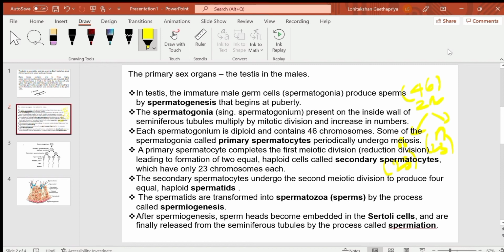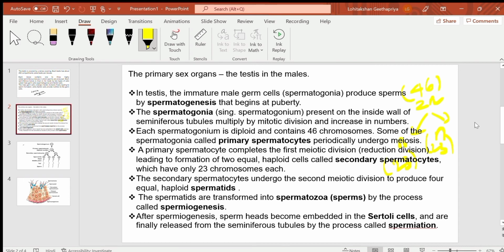So spermiogenesis is the process in which the transformation takes place from the spermatids to sperm, but the chromosome number remains the same. All are haploid, because sperms, eggs, whatever, everything is gametes. So gametes are always haploid. Here the spermatids' structure is just getting changed, just modified. That's it. There is no change in the chromosomes. So spermatids are 23, spermatozoa, which are the sperms, are also 23, and this process is known as spermiogenesis.